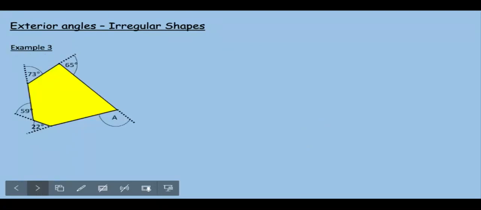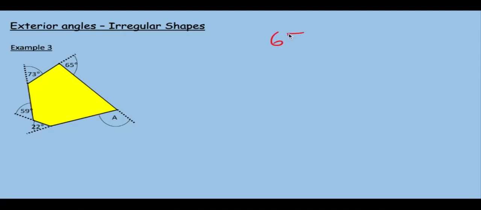So here we go. When we get irregular shapes, okay, so it doesn't matter now how many sides or angles we've got, we just know that all of them must add up to 360. So just like we do when we try to find missing angles in triangles, we add up the ones that we know. So this is a non-calculator, so it's column addition.